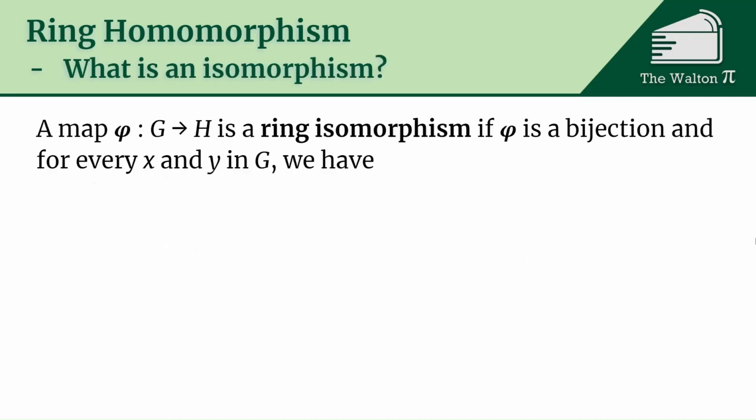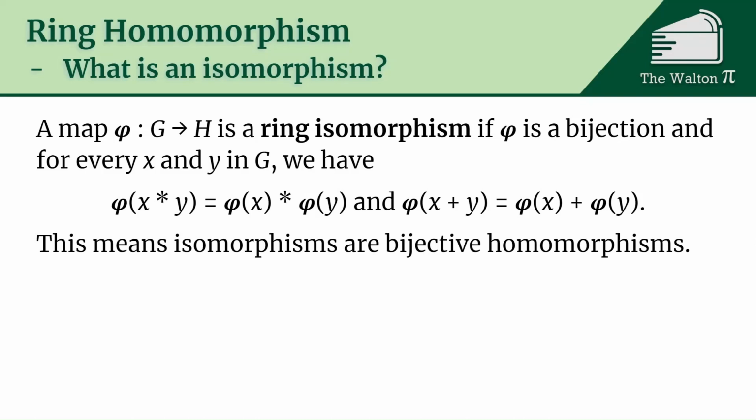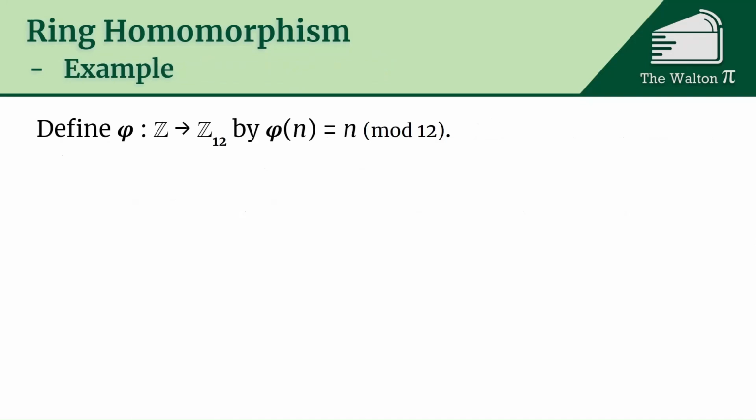Now we say that a map phi from G to H is a ring isomorphism if phi is also a bijection and is still a ring homomorphism. So isomorphisms are just bijective homomorphisms. That's true whether we are talking about groups, rings, fields, whatever. Isomorphisms are bijective homomorphisms. So let's go over an example.